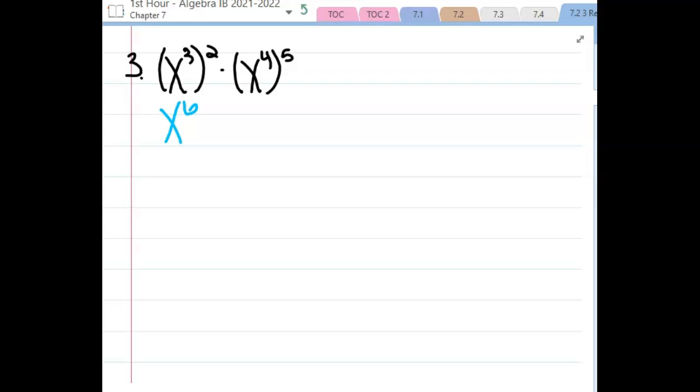When you do x to the 4th to the 5th, that'd be x to the 4 times x to the 4 times x to the 4 times x to the 4 times x to the 4th. You would take 4 plus 4 plus 4 plus 4 plus 4, which is the same thing as 4 times 5, which is x to the 20th.